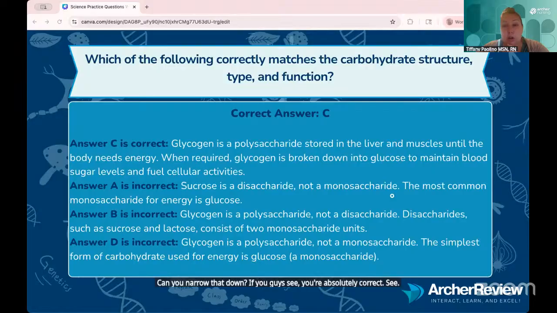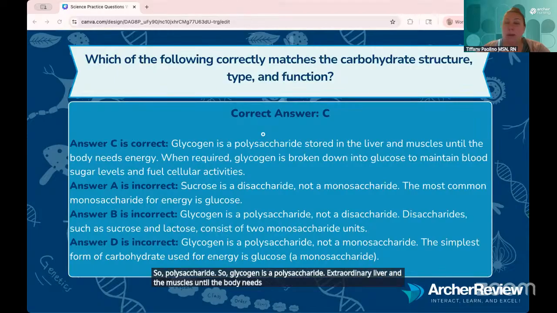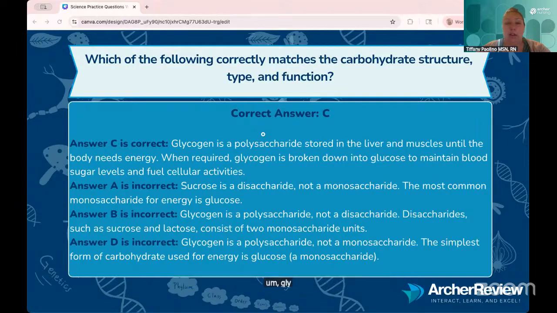C, polysaccharide. So, glycogen is a polysaccharide. It's stored in the liver and the muscles until the body needs the energy. Remember, our liver stores glycogen for later for when we need energy. It's then broken down into glucose and it helps maintain blood sugar. Sucrose is a disaccharide, not a monosaccharide. That's why that one was wrong.